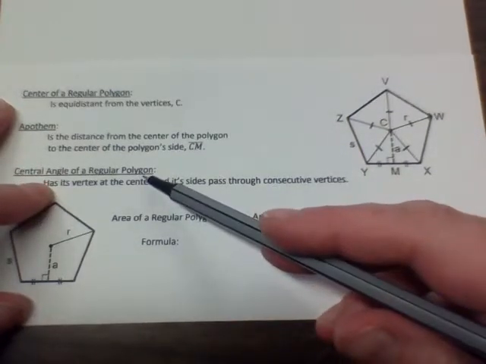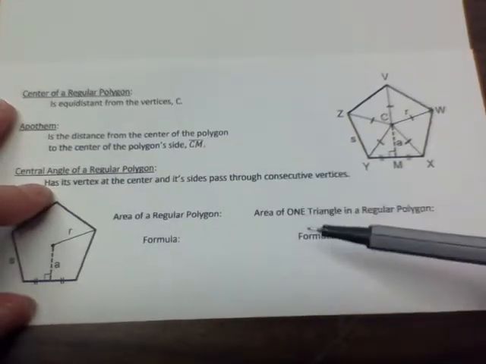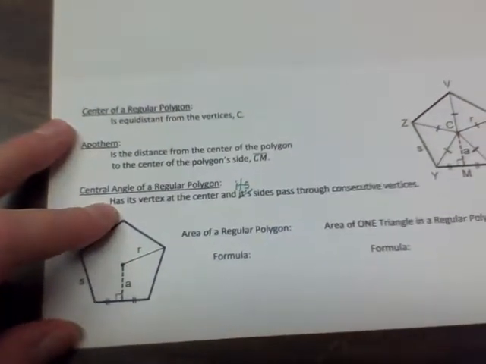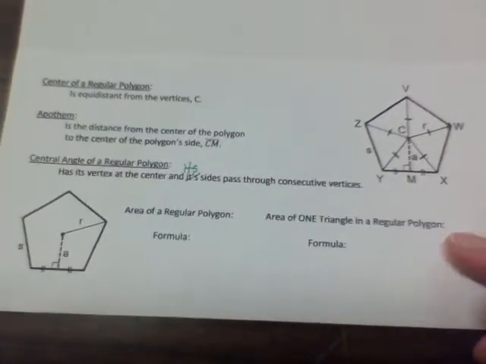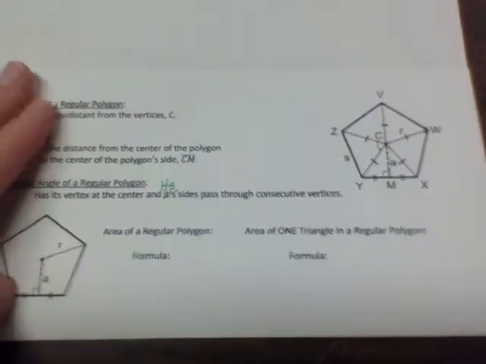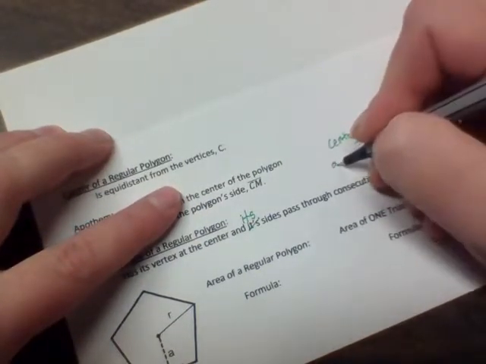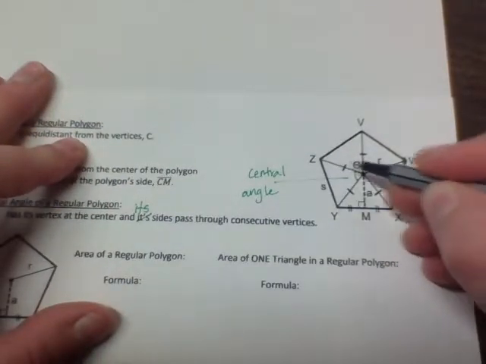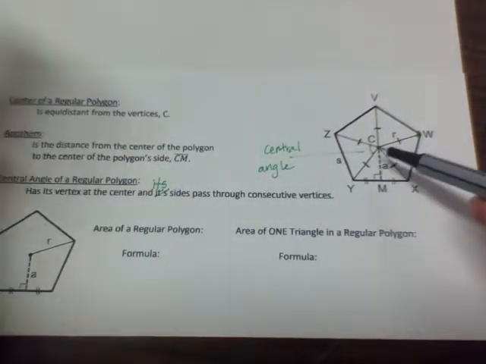And then the central angle of a regular polygon has its vertex at the center and its sides pass, that's grammatically incorrect, and its sides pass through consecutive vertices. So the central angle, again, is something like this, all right? So all it means is that it's from the center and it has 2 radii as its kind of rays going out from it. And hopefully that makes sense from chapter 12 that that's your center.